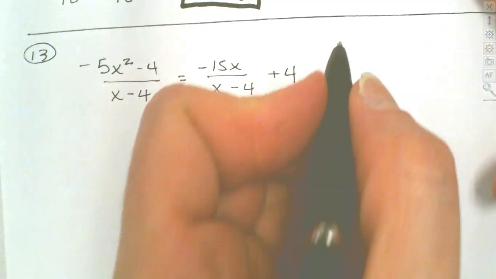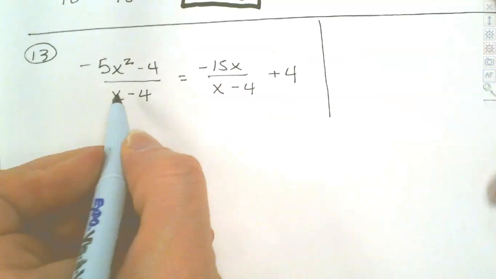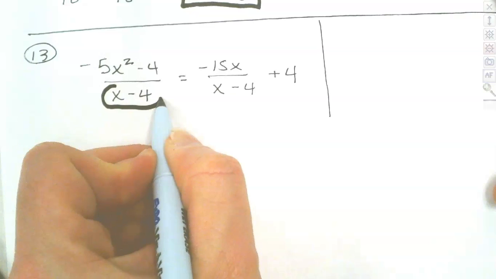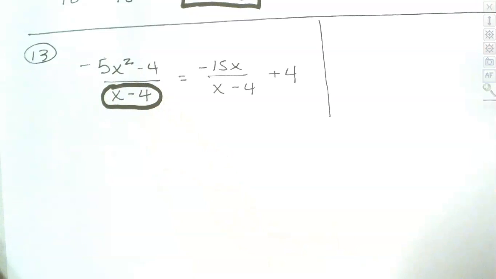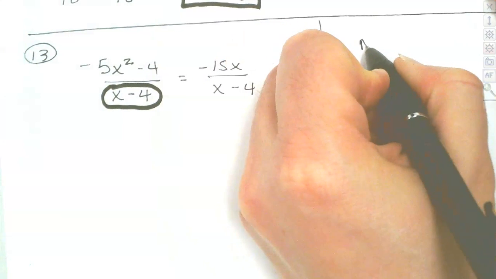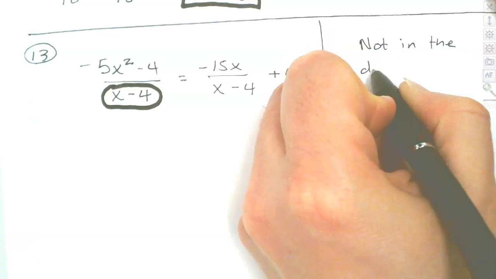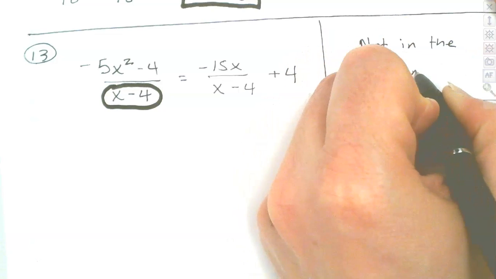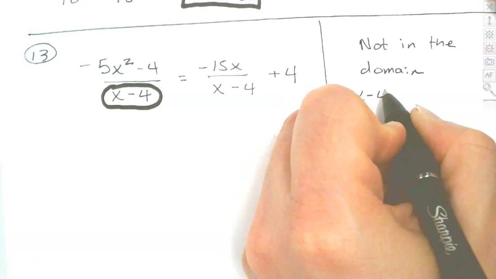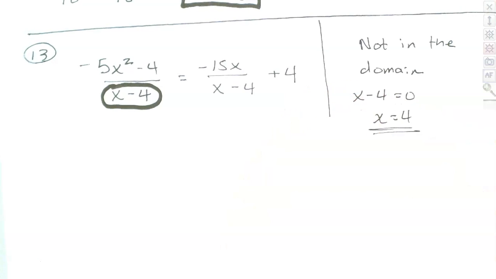What number is not in the domain? Let's go ahead and find that. Well, the only thing that we have to worry about is that x minus 4. So not in the domain is x minus 4 equals 0. So x equals 4 cannot be part of that domain, right? Is everyone okay with that so far?